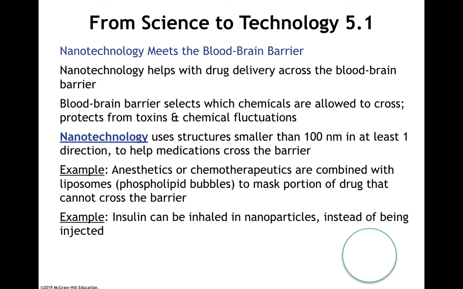But nerve cells, when we get to it, really can't tolerate much of a change in their surrounding conditions. Their range of tolerance is much less than most cells. So the blood-brain barrier helps to keep them within their range of tolerance. We can use nanotechnology if we can get things smaller than 100 nanometers, and they can go in one direction to help medications cross. Anesthetics. All anesthetics will cross the blood-brain barrier. Chemotherapeutics that are combined with liposomes, making them more lipid-soluble, can get across. Insulin can be inhaled in nanoparticles instead of being injected.